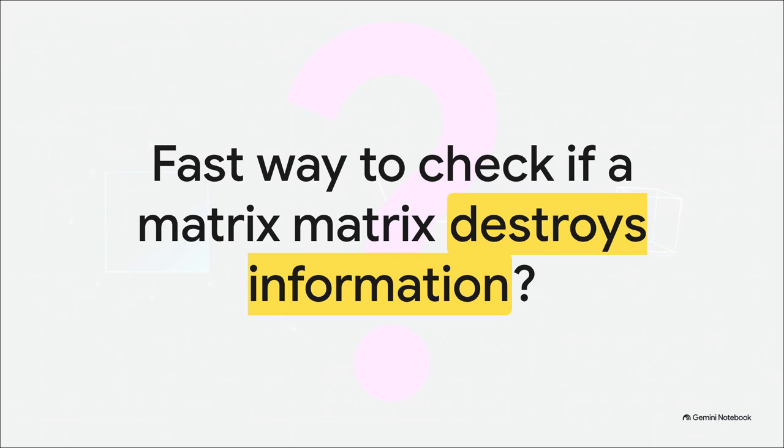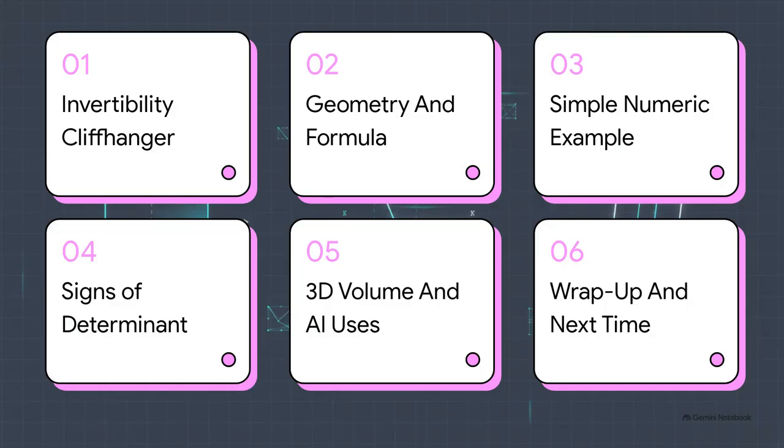It's called the determinant. Here's our roadmap for today. We'll hit the invertibility cliffhanger, dive into the geometry and the formula, run through a simple numeric example, decode positive, negative, and zero values, touch on 3D volume and AI uses, and then wrap up.